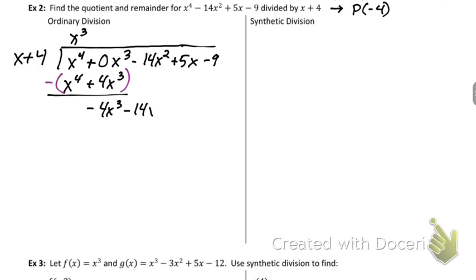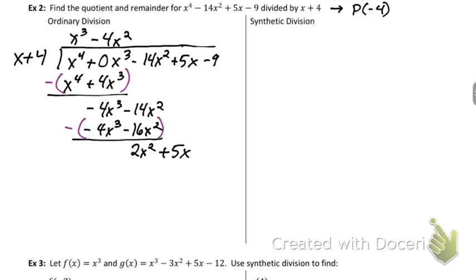I'm going to drop down that 14x squared. I'm going to look back at that x from x to the 4th, and I'm going to say, what do I multiply x by to give me negative 4x cubed? Well, that must be negative 4x squared, because negative 4x squared times x is negative 4x cubed. Negative 4x squared times a positive 4 is negative 16x squared. We are subtracting. So that's negative 4x cubed plus 4x cubed. That's 0. I have negative 14x squared plus 16x squared, which is going to be 2x squared. Let's drop down that 5x.